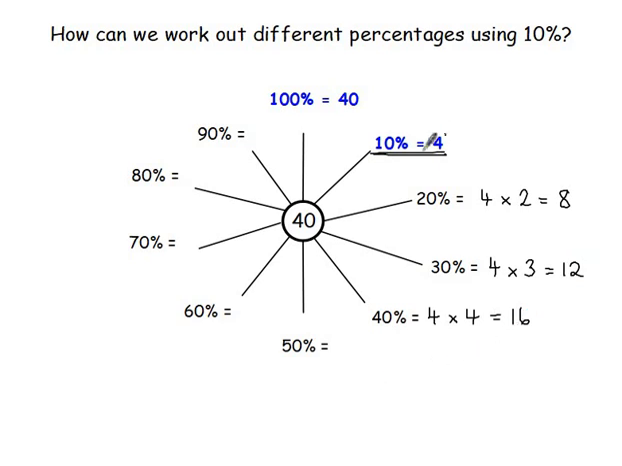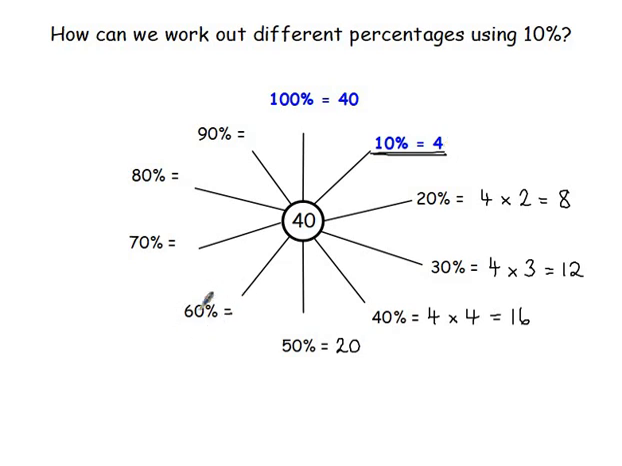And that's because you are taking a certain amount of this 10%. So 50%, we know 2 ways of doing this. We can either take our full amount, our 40, and halve it to get us that 20, or you could take 5 lots of 10%. So 4 times 5 is 20.